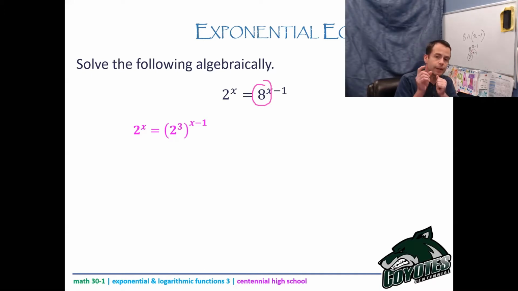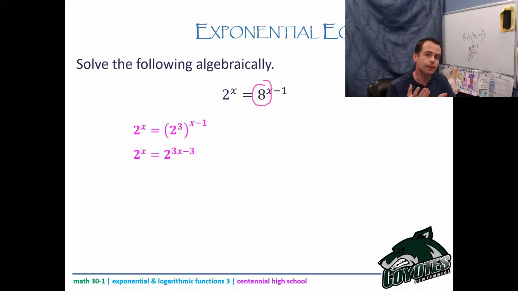When I have an exponent that's to another exponent, I end up multiplying those exponents together, if you think back to your grade 10 exponent laws. So that's going to become 2 to the 3x minus 3. Now, I have 2 to the x equals 2 to the 3x minus 3. What I've been able to do here is rewrite this equation so that I have the same base, a single power with the same base on either side of the equation.